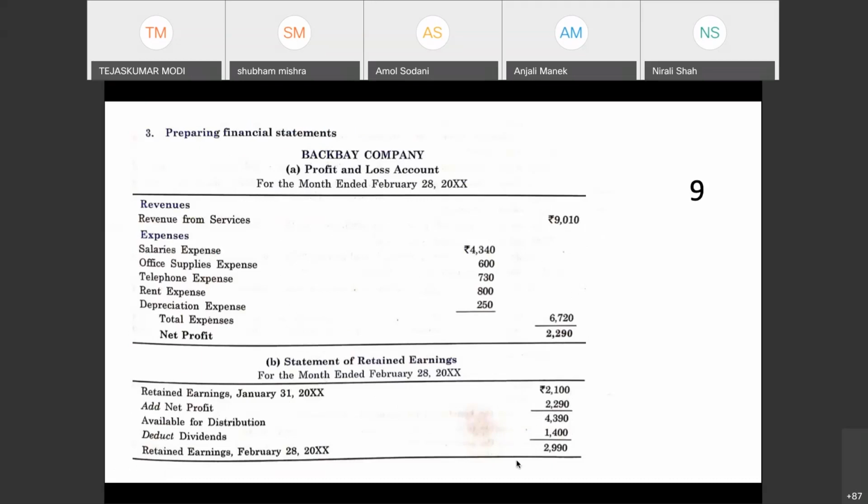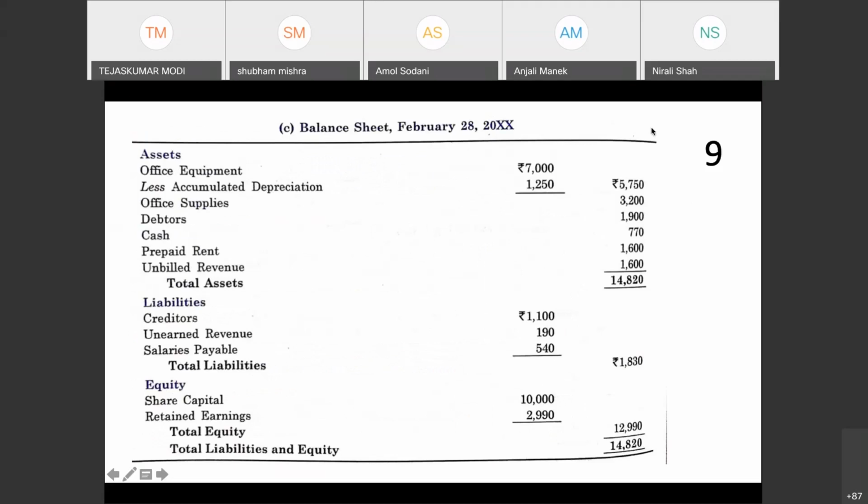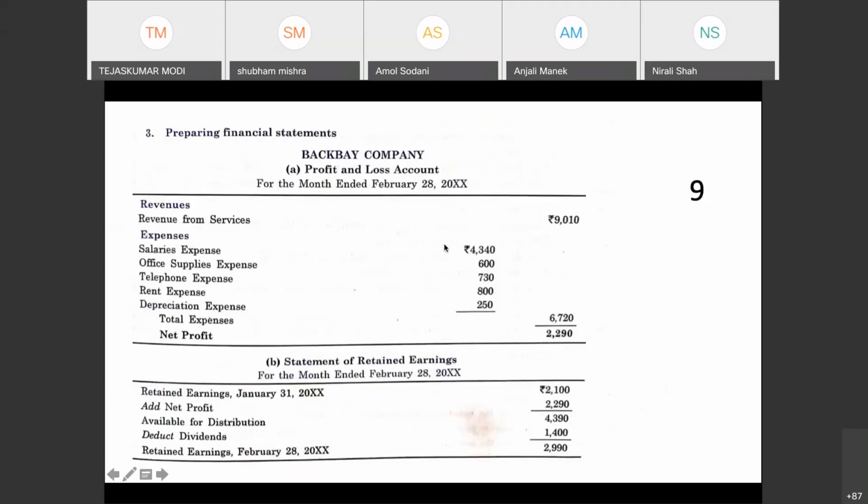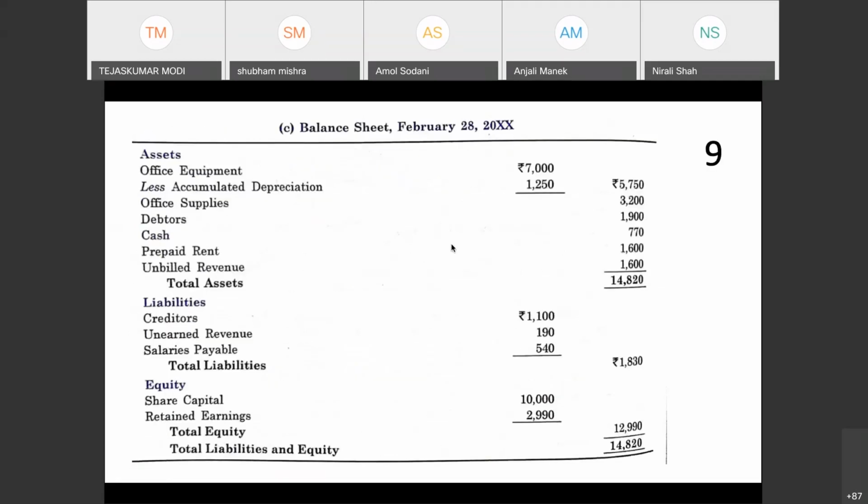So retained earnings left at the end of the period is 2990, and that belongs to the equity shareholders. You can see 2990 is added in, or shown, with share capital. This is the balance sheet, guys. The total is 14820, as everyone was saying. You see depreciation is shown. It means the provision for depreciation is shown with the equipment. Office supplies are shown. Debtors, all these are assets, and then we have liabilities. There is no classification of current asset and non-current asset. We may be discussing that in future sessions.